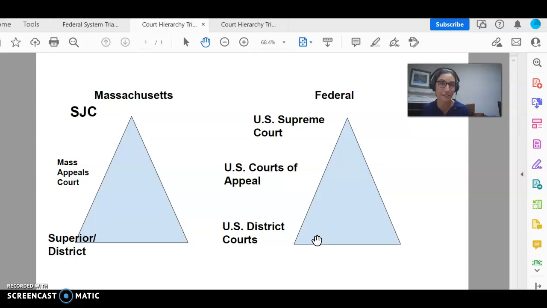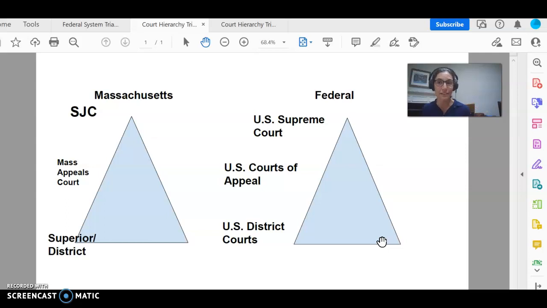I am sure you can guess some of the states that have more than one U.S. District Court in that state. California, Texas, Florida, New York, even Illinois. There's one district that sort of surrounds the Chicago area and then another district for the rest of the state. These are all at the same level. So the U.S. District Court for the District of Massachusetts is at that same level as the U.S. District Court for the District of Hawaii, or the U.S. District Court for the District of Montana.